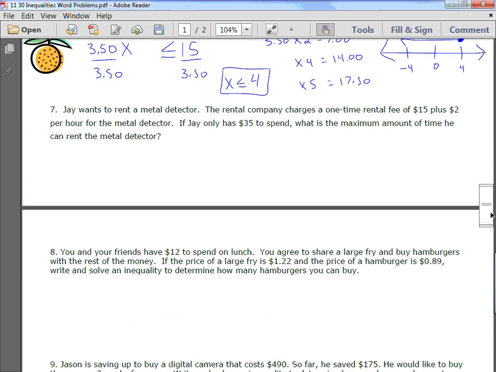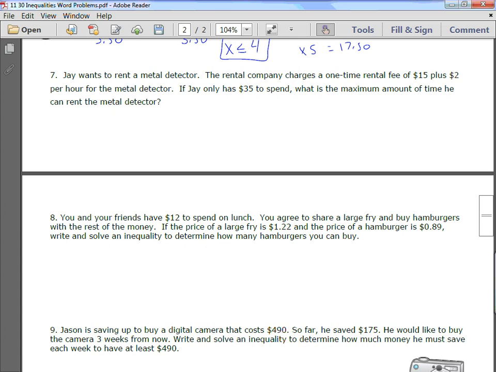Jay wants to rent a metal detector. This is the other warm-up we had today. The rental company charges a one-time rental fee of $15. One-time rental fee, that is our constant. Plus $2 per, right? So constant, $2 per means 2x. And then he only has $35 to spend, so I can't spend more than $35.